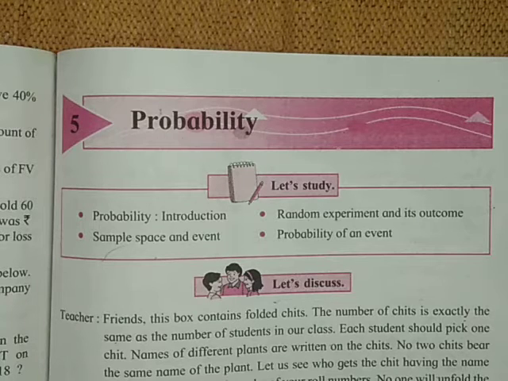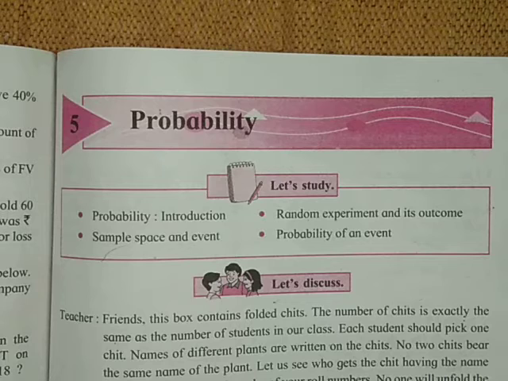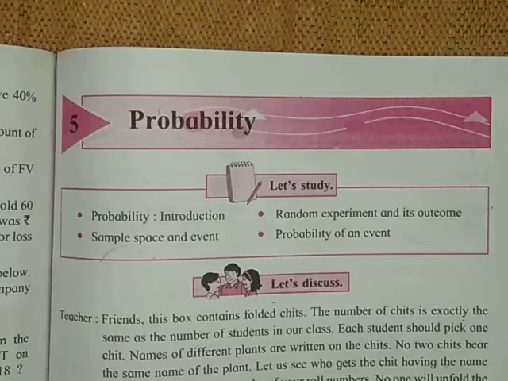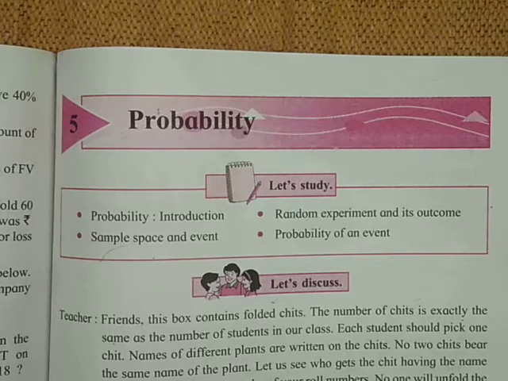Let's study the chapter probability, in which we are going to be introduced to a few terms like random experiment and its outcomes, sample space and event, and probability of an event. Let's learn all these one by one.